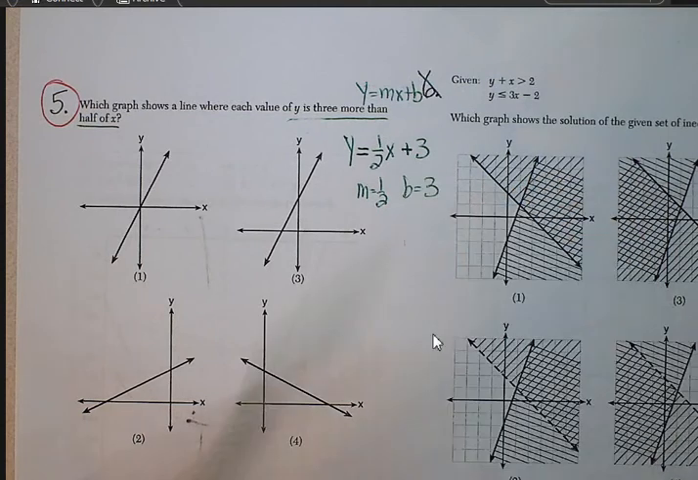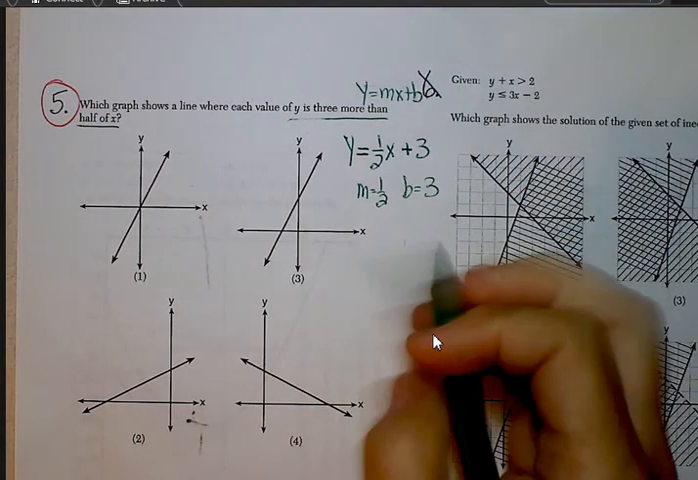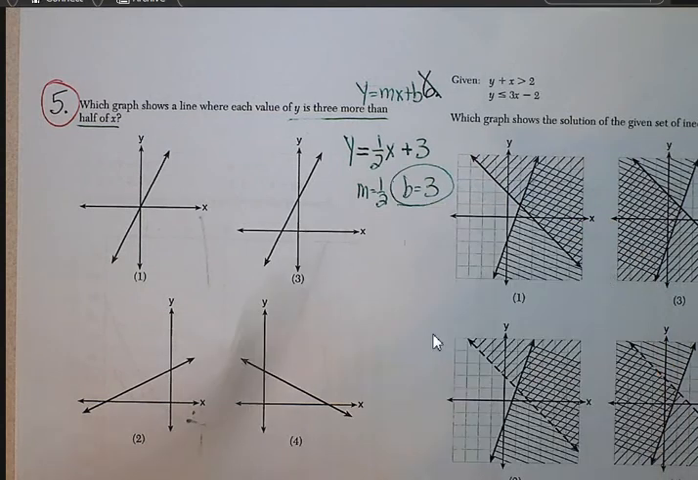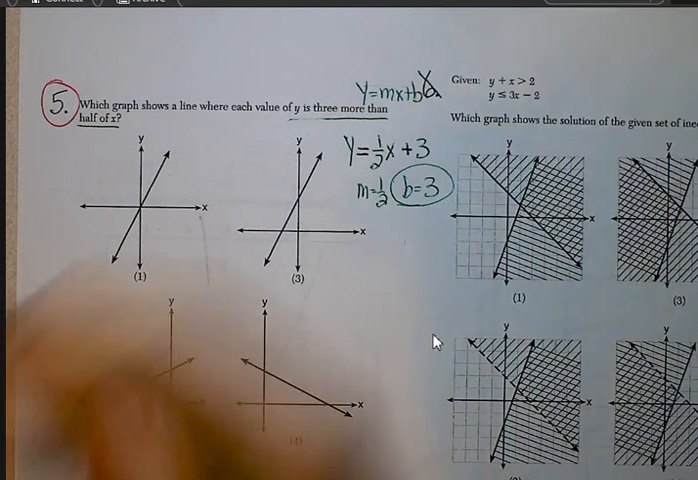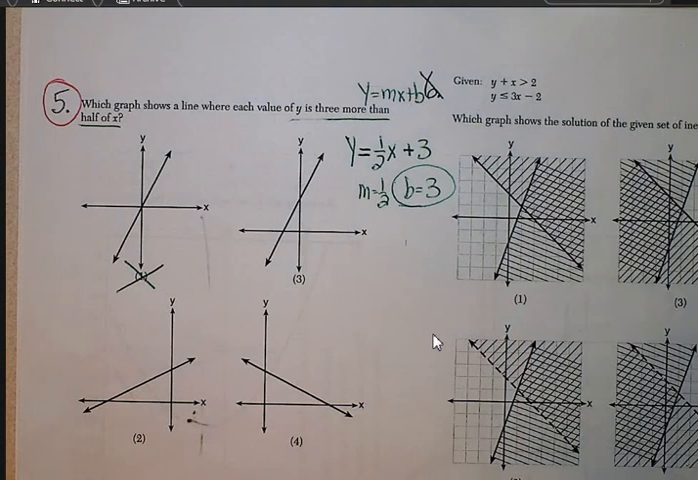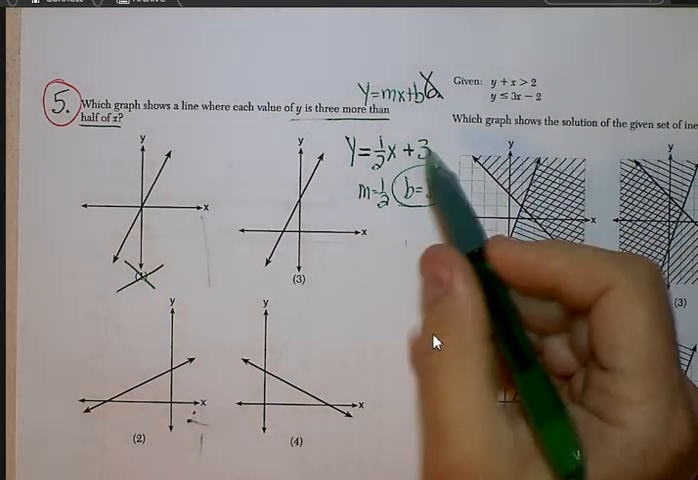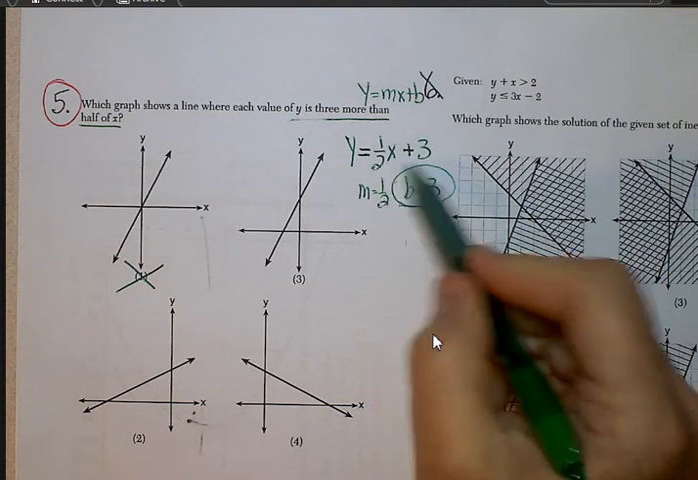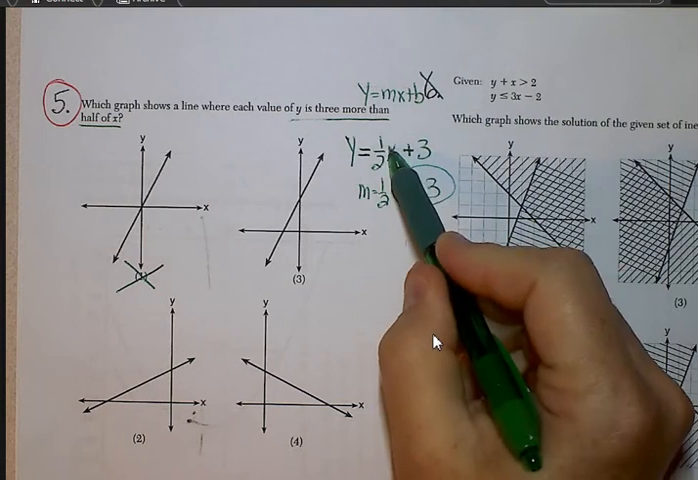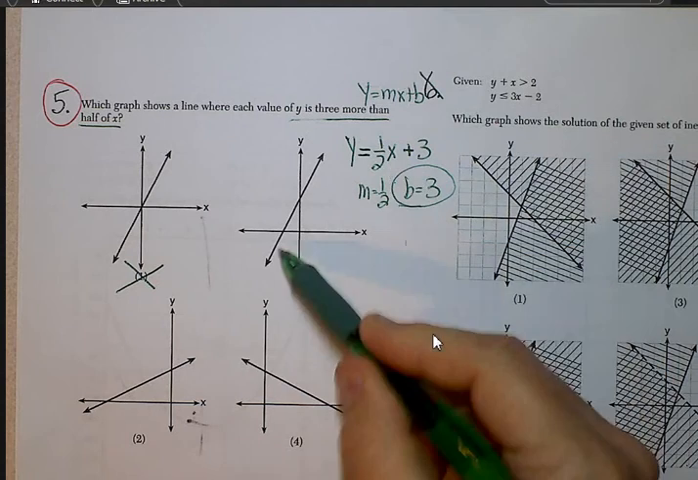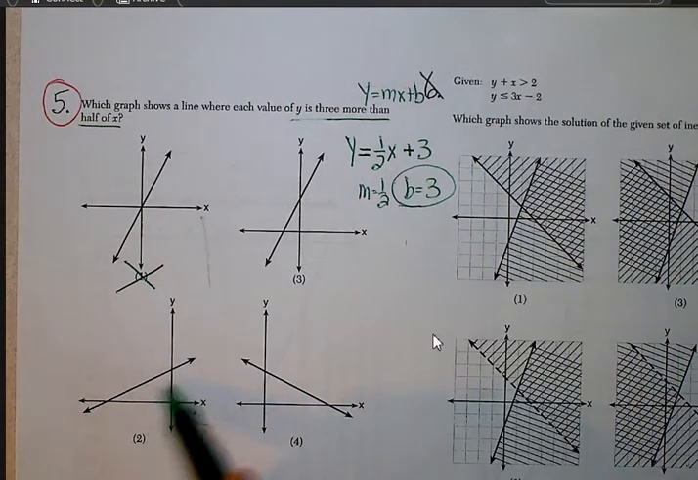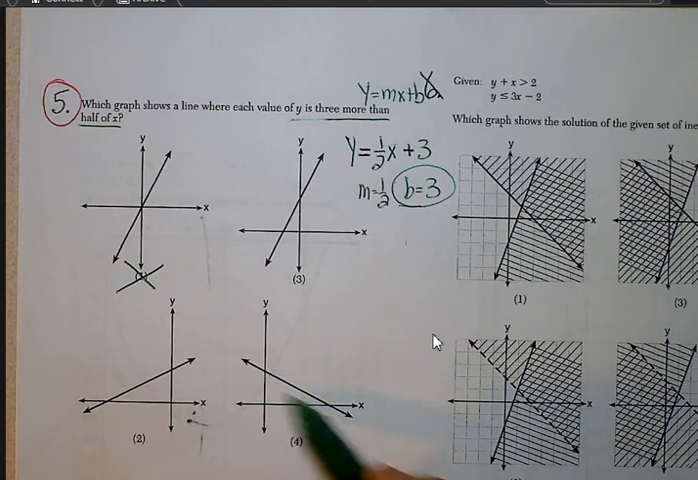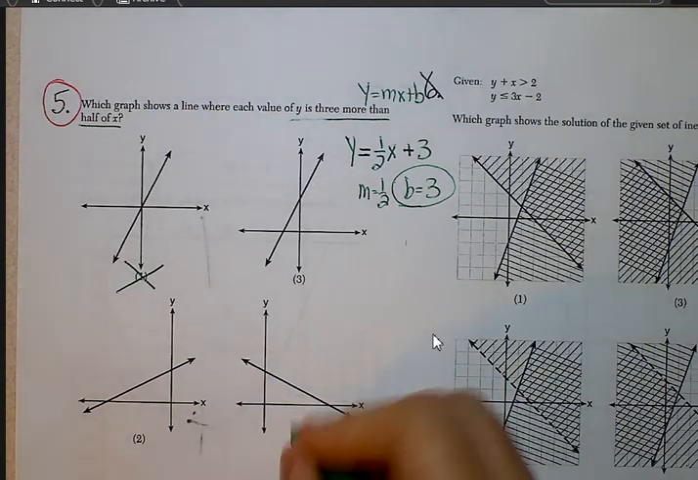Now I'm going to take a look at my graphs. The y-intercept means we're dealing with a crossing of the y-axis at y equals 3. That's not choice 1, so we can throw it out. When we're dealing with a positive slope, half x increased by 3, that's a positive slope. So I take a look at the remaining choices. This is a positive slope. This is a positive slope. This is decreasing. That's a negative slope. You can throw that one out.